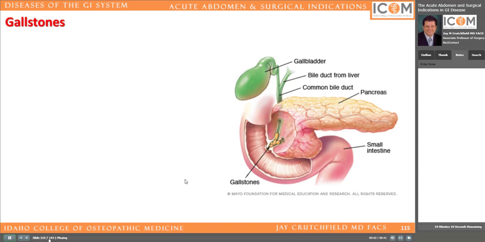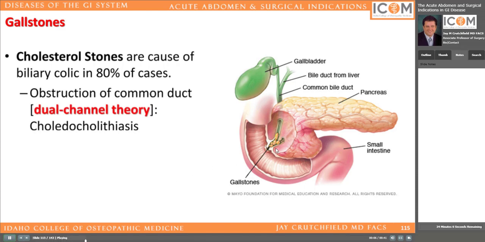In patients presenting with acute cholecystitis, we know that cholesterol stones are the cause of biliary colic in about 80% of cases. Stones can also be mixed or made up of bilirubinate crystals. Those account for about 20% of gallstones. Obstruction of the common bile duct and possible obstruction of the pancreatic duct can lead to something called gallstone-induced pancreatitis, i.e. the dual channel theory.